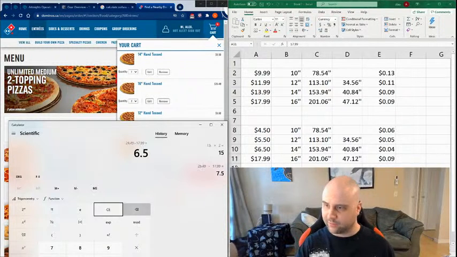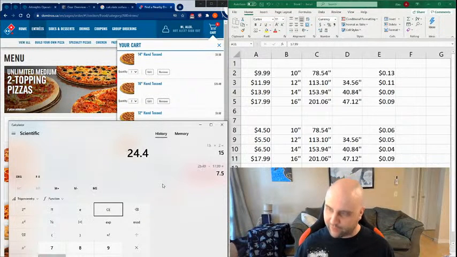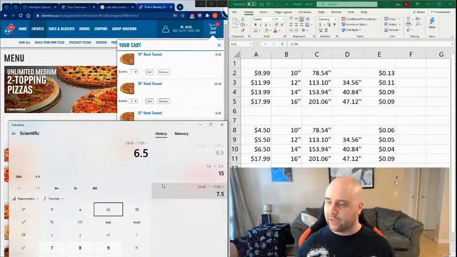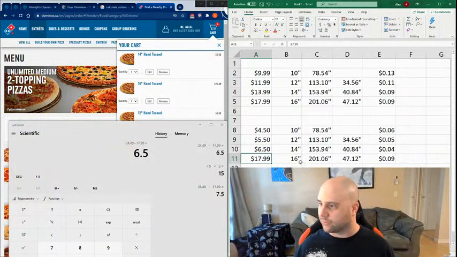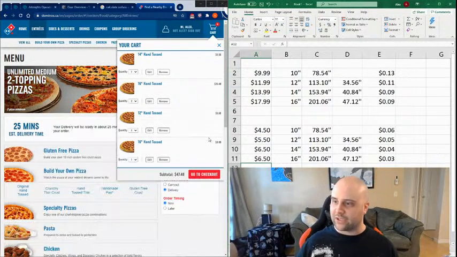Well, that doesn't make any sense because that's the same as the large. So we're gonna try this again. We're gonna go $25.49 minus $17.99. Okay, it's $6.50. It's the same as the large. So we're gonna go here. We're gonna go $6.50. You can't argue with things that just happen in front of you, right?